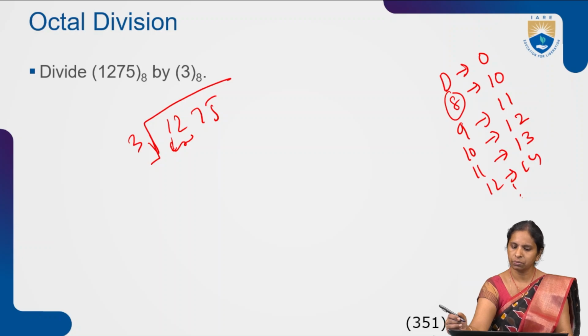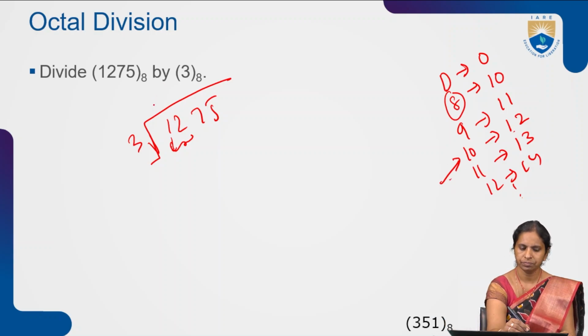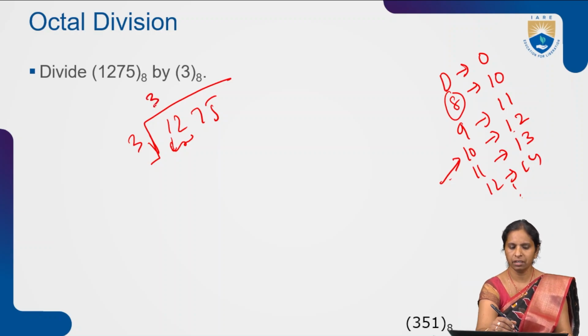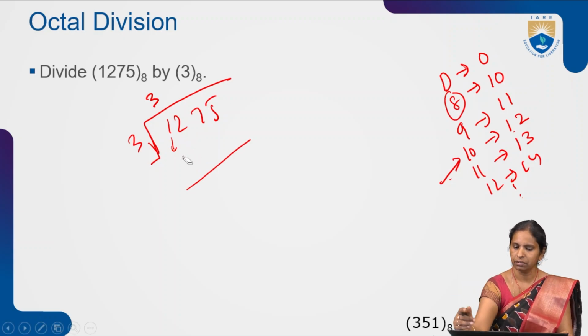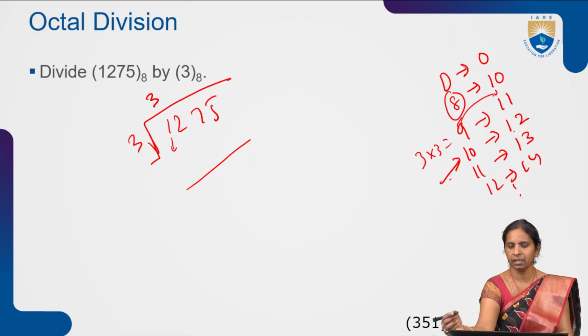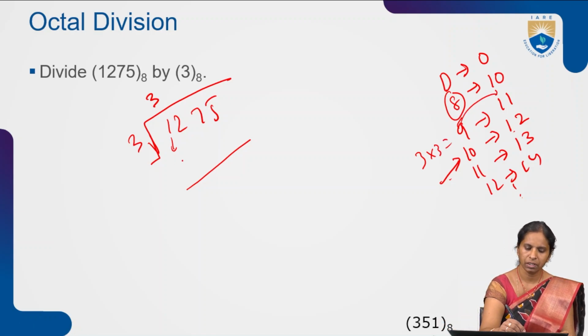So here what you got here? 12. So 12 is nothing but, in the decimal it is 10. So when do you get this 10? So 3 3s are, what is 3 3s are here? 9. So 9 is nothing but here 11. Here 3 into 3 equals 9, but the same number 9 in the octal is nothing but 11. So 11, then what I got here? 1.